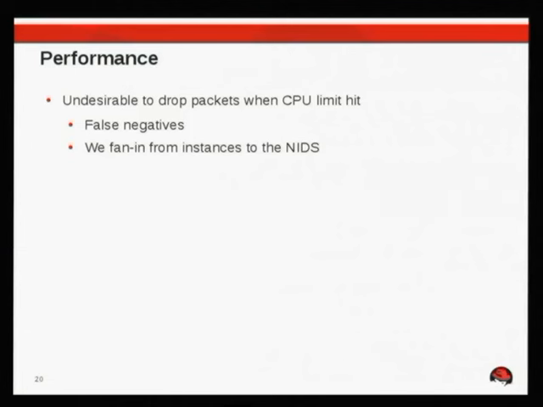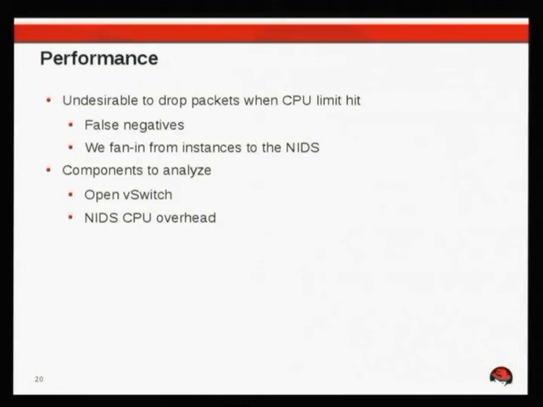What happens when the CPU is overwhelmed? Well, it will give you false negatives, which means I didn't see anything wrong when there may have been something wrong. Or actually, it should be a false positive, but anyway. This happens pretty quickly when you fan in a lot of instances to one single recipient, one single NIDS. It'll start to drop packets, and then you'll miss the attack.